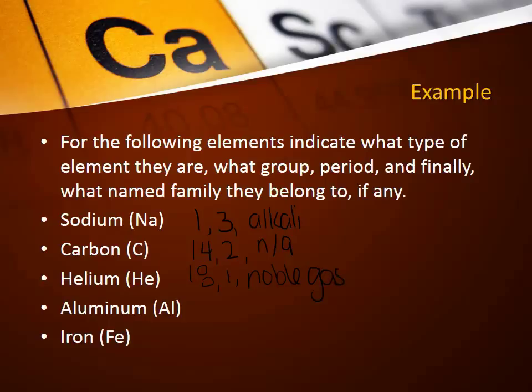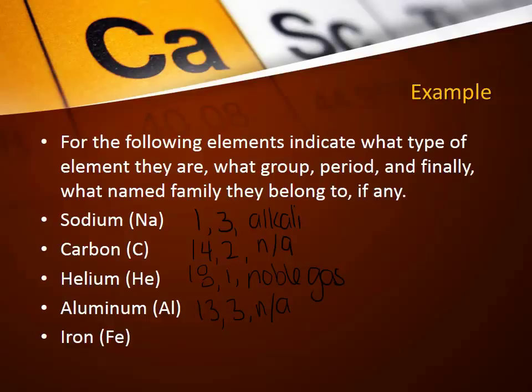Aluminum is in our 13th group, in our third period, and is not part of any named family. By the way, I'm looking at a periodic table while I'm doing all this, so I'm not doing this from memory. I tried, it didn't work. Make sure you're actually looking at one when you do these.